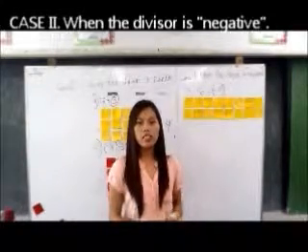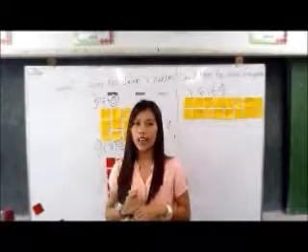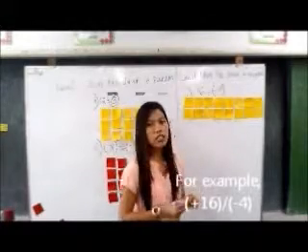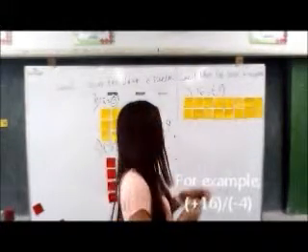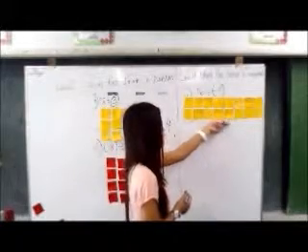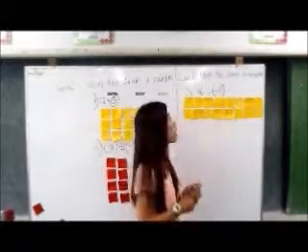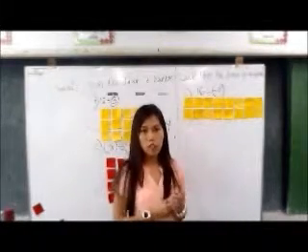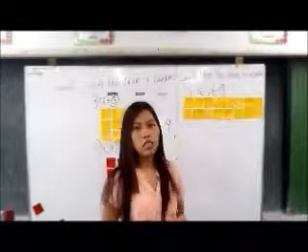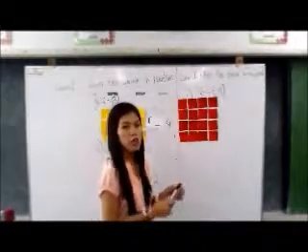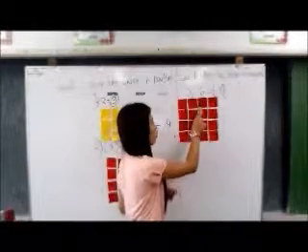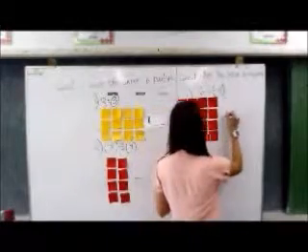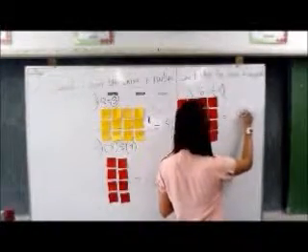Case 2, when the divisor is negative. If the divisor is negative, then we will take the opposite of. Example, 16 divided by negative 4. We represent this in algebra tiles as 16 unit yellow tiles. Since the divisor is negative, we will get the opposite of 16. So the opposite of 16 yellow unit tiles is 16 unit red tiles. As we can see, there are 4 unit tiles in each of the 4 rows. So 16 divided by negative 4 is equal to negative 4.